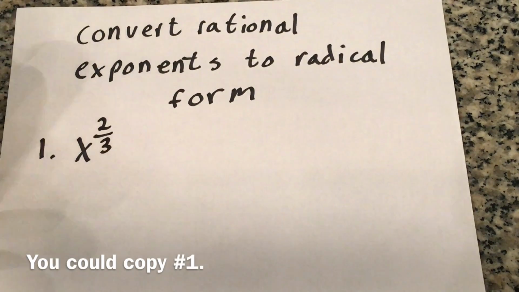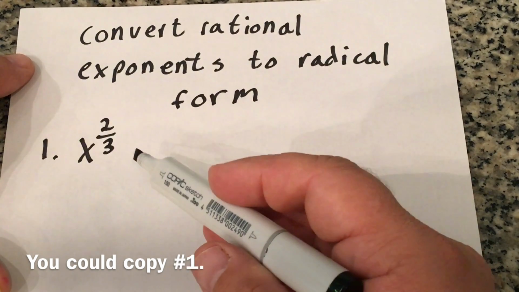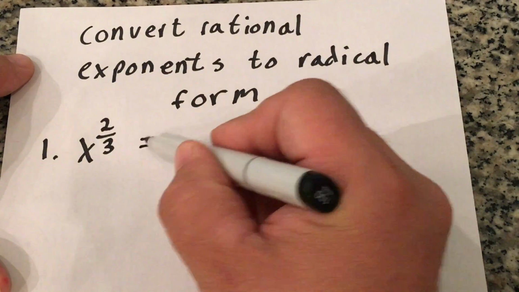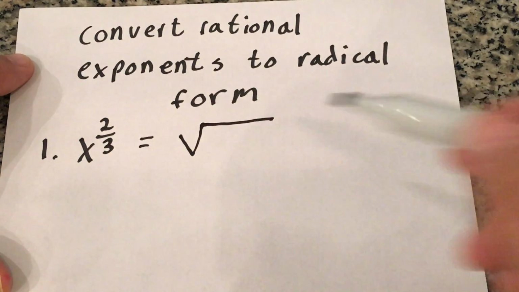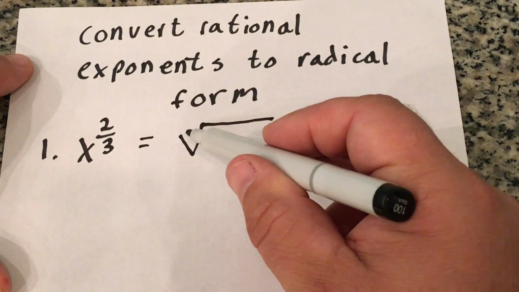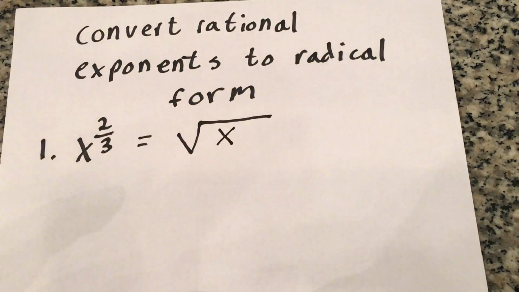So my first set of problems, what I want to do is convert this from exponential form to radical form. So that's going to equal some radical type problem. So I'm going to put a radical, not a square root, just the radical. Something's going to go inside of there. And I'm going to put that x inside.